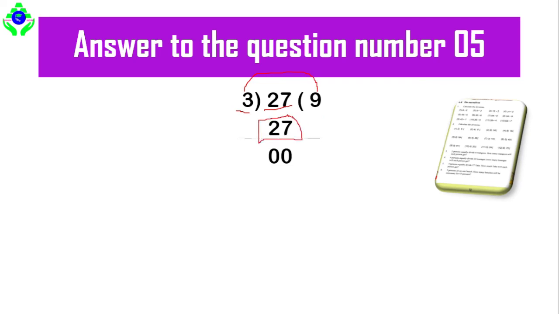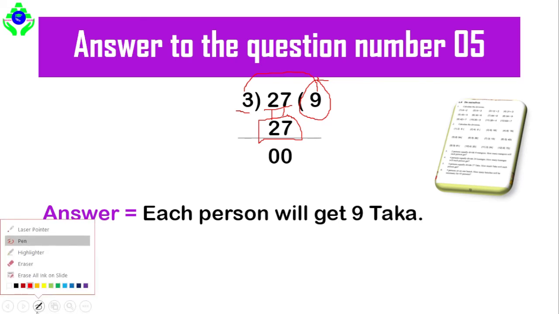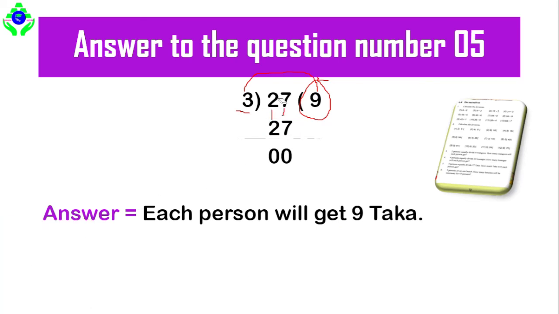After that, if we subtract this 7 from this 7, that means 7 minus 7 is equal to 0. 2 minus 2 is equal to 0. So the answer of this question will be 9. Dear students, I hope you can understand. At the end of this question, you should write an answer, and it will be like that. Each person will get 9 taka. So it's very easy to solve. I hope you all were able to understand the solution of this question.